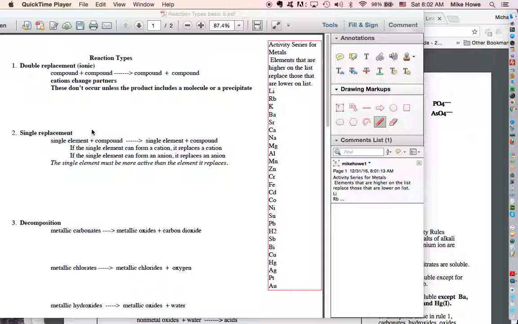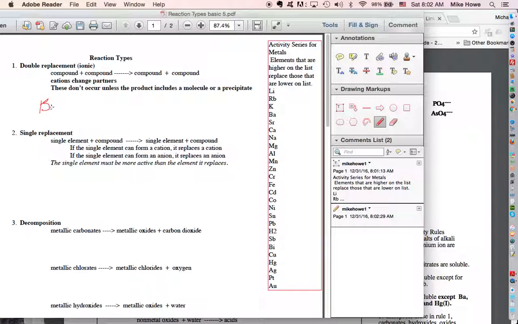So here we go. We have double replacement reactions. These are the ones that we did in the solubility lab. So I'm just going to make up some examples. Suppose we had some barium chloride, and we combined it with potassium sulfate. Notice how you've got a compound and a compound. The cations change partners. What are the cations? Barium, potassium.